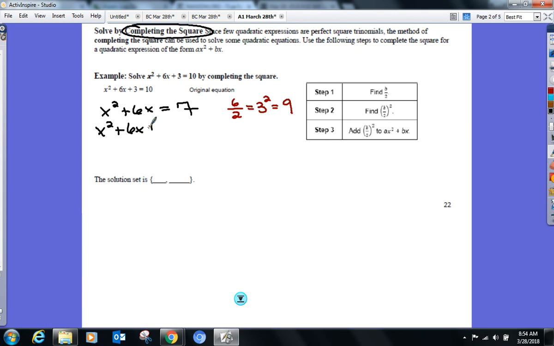So now that you found out what completes the square, I'm going to go x squared plus 6x plus 9. I'm going to add that C value you just found equals 7, but now there's a problem. Everyone want to see the problem?